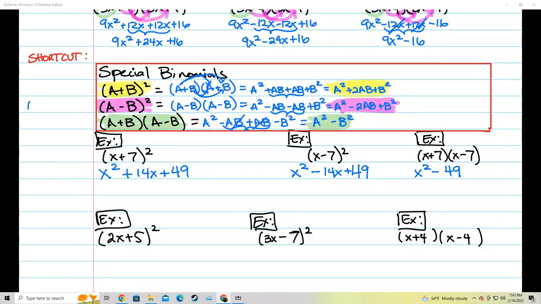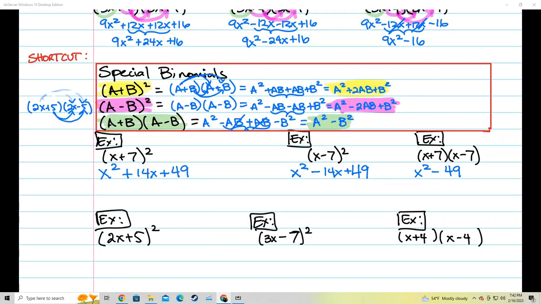Take a look at this example right here. Let's say I got this. Now, if you were to do it the regular way, you would go 2x times 2x and get an answer. 2x times negative 5 and get an answer. 5 times 2x and get an answer. 5 times negative 5 and get an answer. Once you write all those answers down, then you would have to combine like terms. So let's pretend you go through that system and combine like terms, and finally, you would be done.